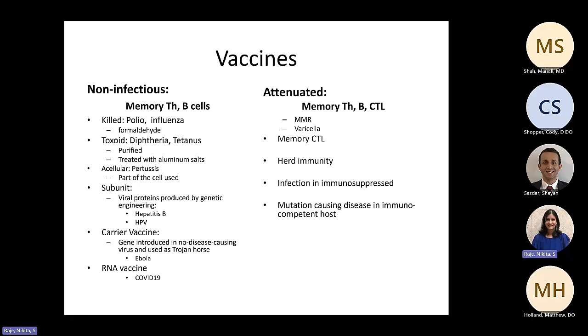Then there are carrier vaccines, which means the gene is introduced in a non-disease-causing virus and introduced like a Trojan horse, like Ebola vaccine. And then the mRNA vaccine, as in COVID-19 vaccine. Live vaccines are MMR, varicella. Those are the live viral vaccines. Yellow fever is another one. These cause herd immunity, but unfortunately can cause infection in the immunosuppressed, or even in an immunocompetent host, if there is a mutation causing disease.